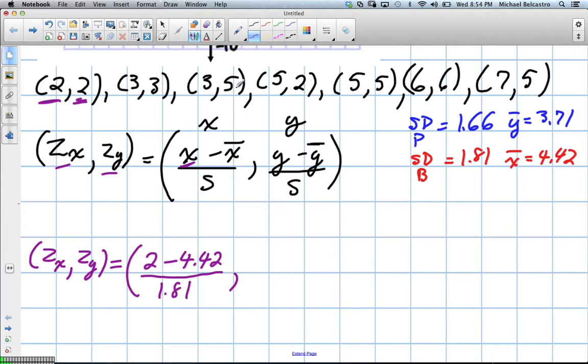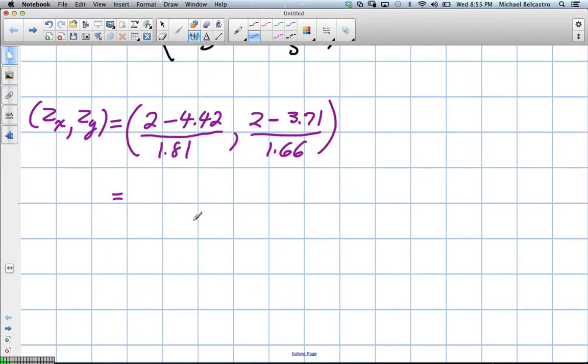Our other coordinate is going to be 2 again, but subtracting the mean of people, which is 3.71, all divided by 1.66. Good that you can see it so quickly. Great. So we're actually going to calculate this. Okay, we'll do this in our calculator here.